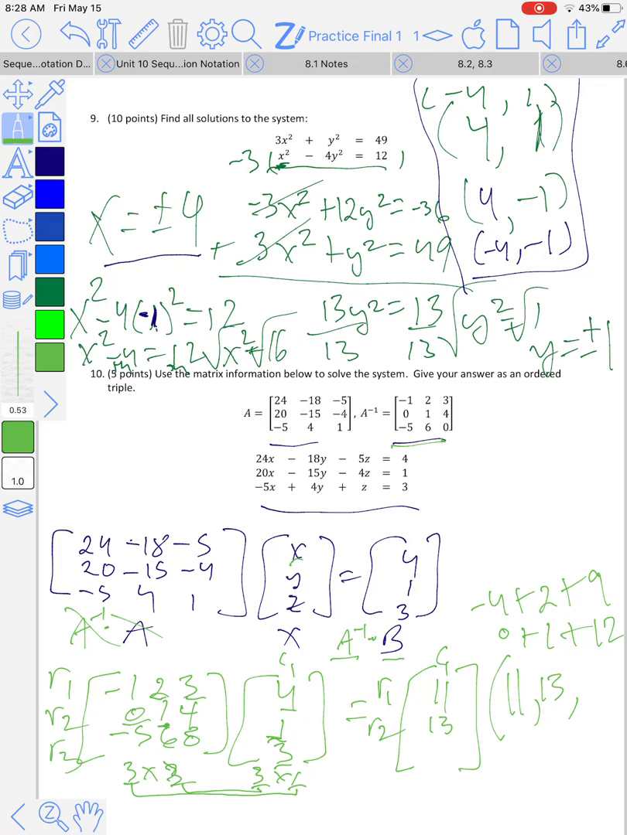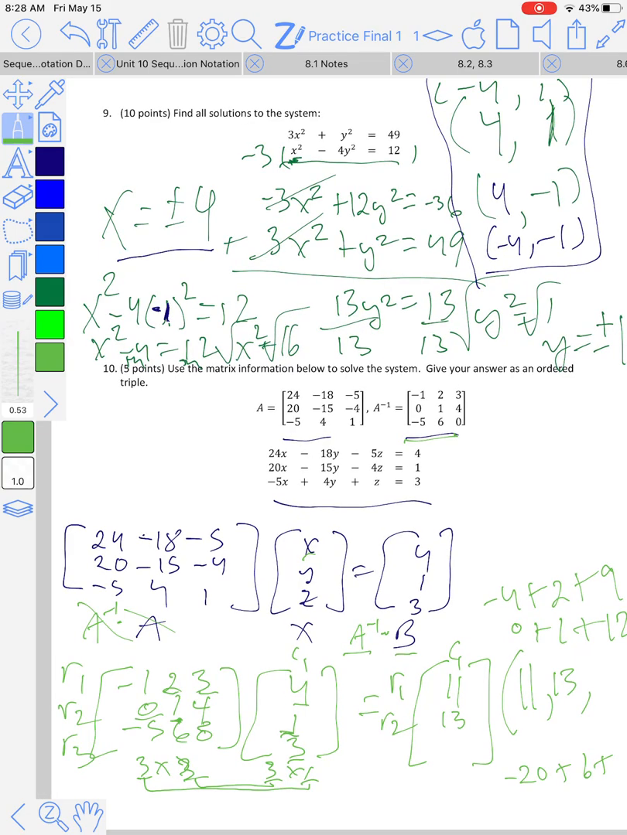So now, row 3, column 1: -5 times 4, -20, plus 6 times 1, 6, plus that's a 0. 0 times 3, 0. So there it is, -14.